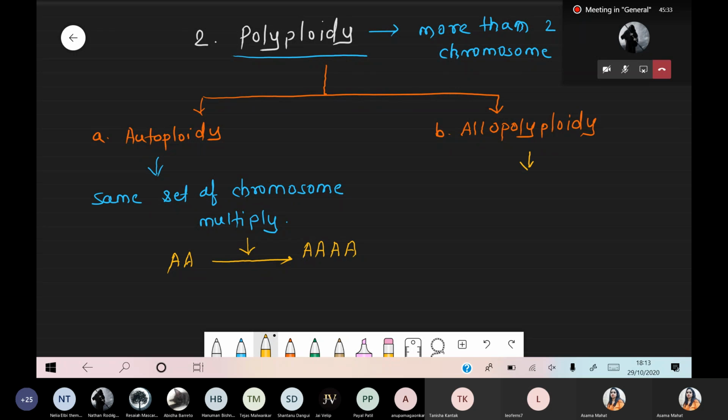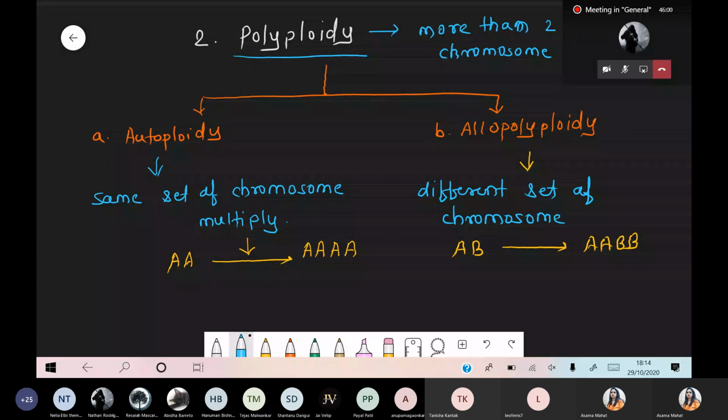And what is the meaning of allopolyploidy? Simply, there is a presence of capital A and capital B, and now the multiplication happens, meaning they produce capital A, capital A, capital B, capital B. So what is the meaning of allo? Allo means different sets of chromosomes get multiplied. Okay, that's it. Very simple. Autopolyploidy and allopolyploidy.